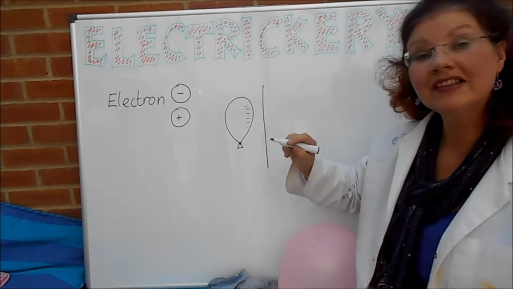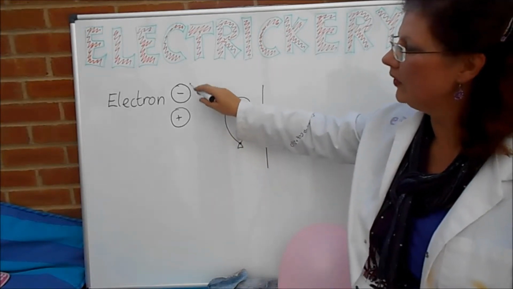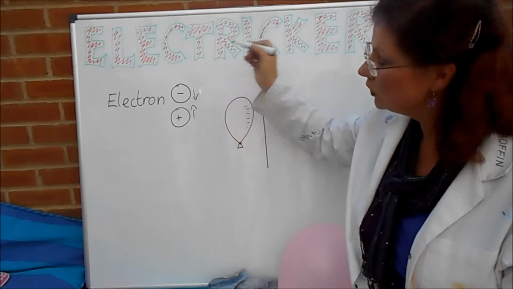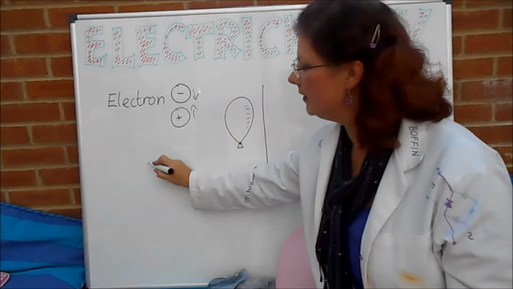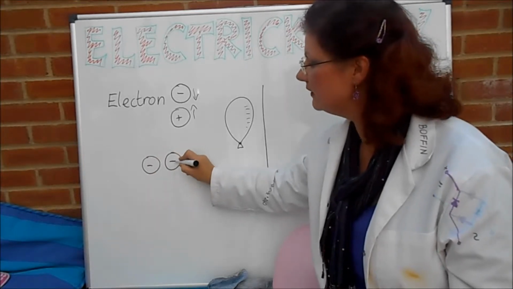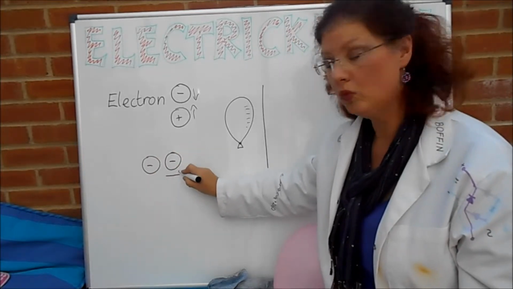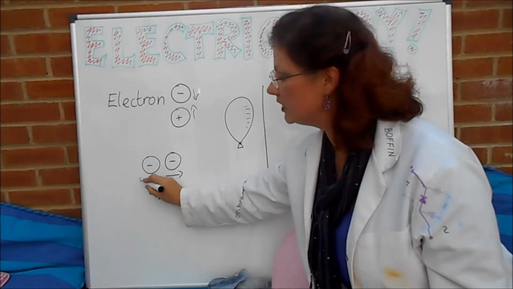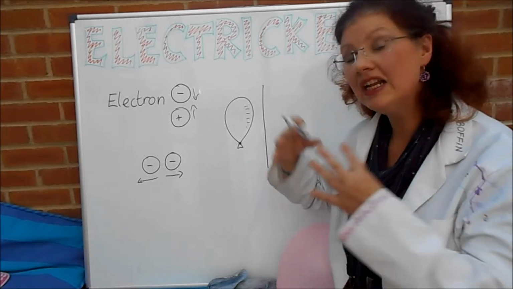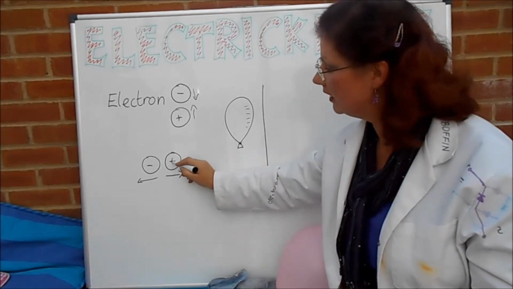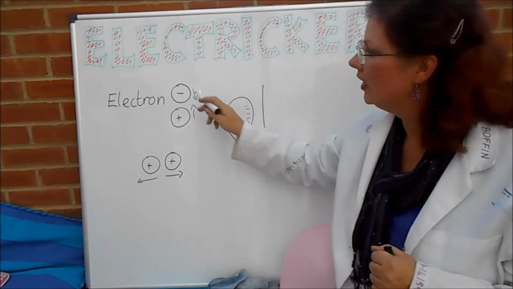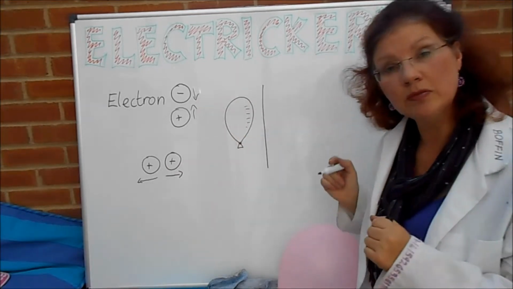We say opposites attract. If you have a positive and a negative charge, they will try to move towards each other. Similarly, if you have a negative and a negative charge, they will try to move away from each other. They are repelled. Like charges are repelled, so a negative and a negative will try to move away from each other. A positive and a positive will try to move away from each other, but a negative and a positive will try to move together.